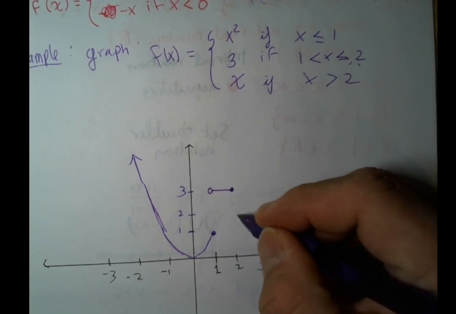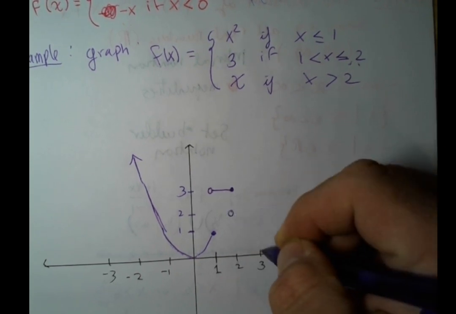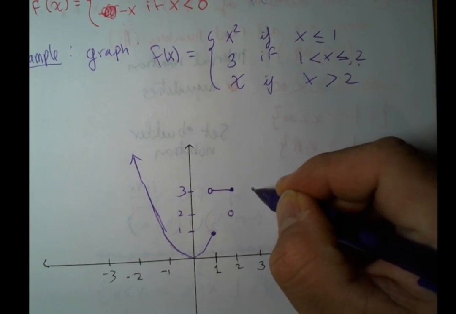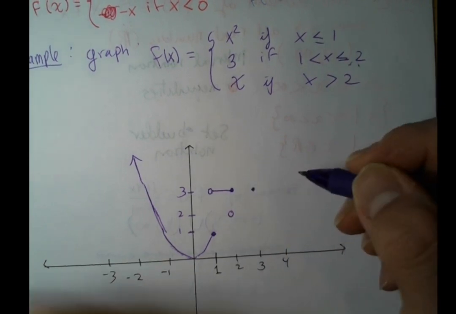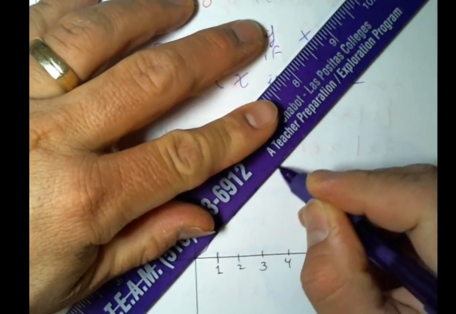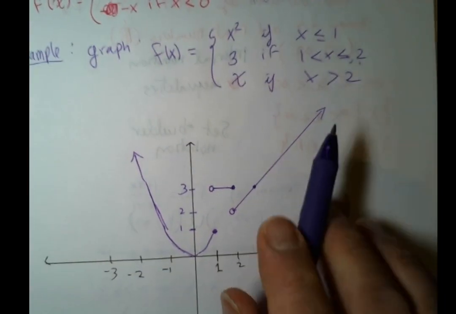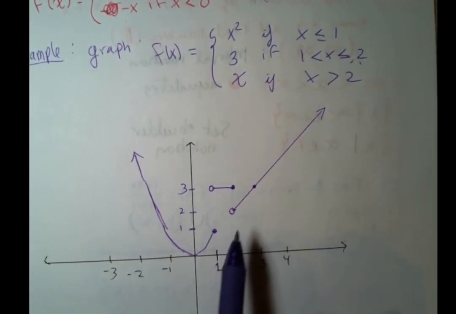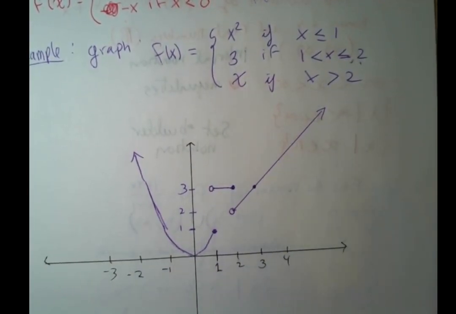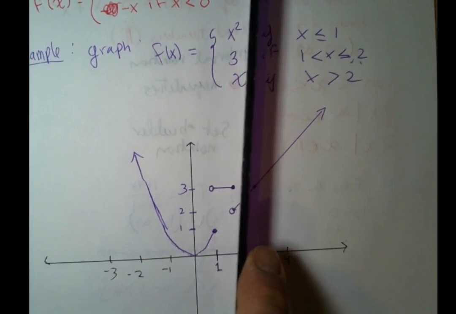So here the identity is if x is 2, then y is 2. If x is 3, then y is 3. So I have 2. It looks something like this. All right, so that would be for all values greater than 2. It's this identity line. And notice this is our piecewise function. Still a function, right? Passes our vertical line test.